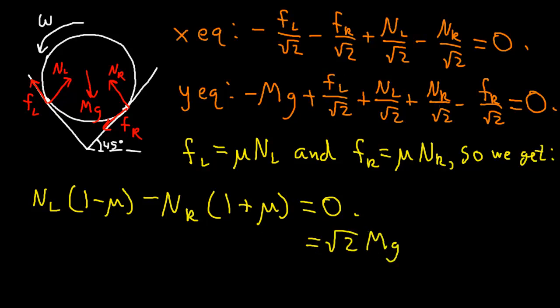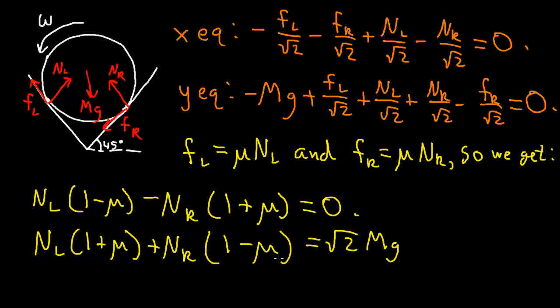And on this side, let's see, this will be a mu times n sub l, so we'll get an n sub l times 1 plus mu. And then over here, this will be plus n sub r times, we have 1 minus mu, I think, on that guy, so 1 minus mu. So these are the two equations that we get using the definitions and these friction constraints.